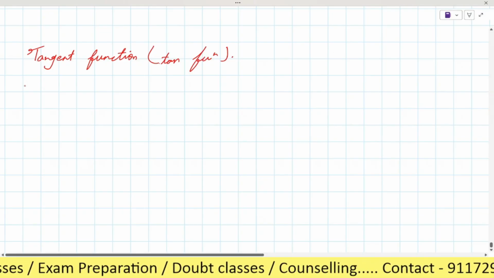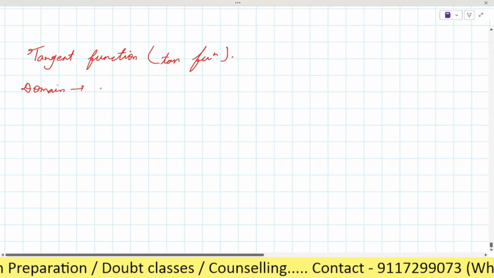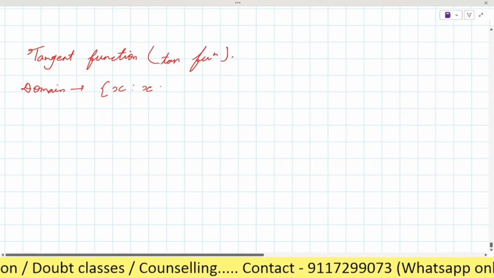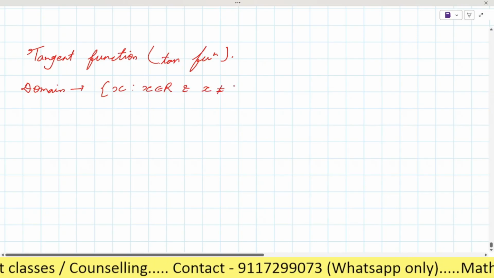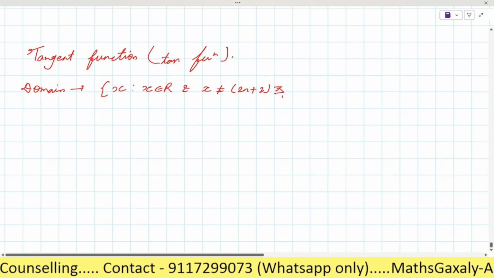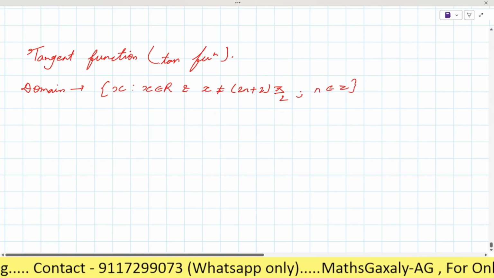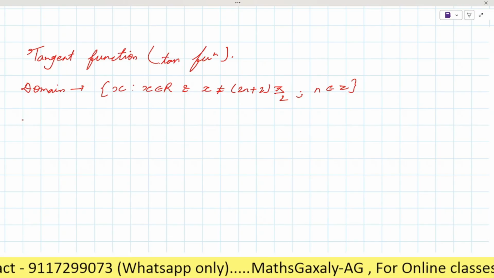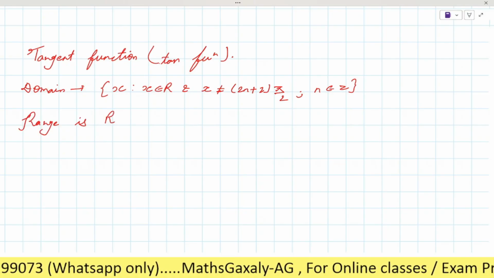So its domain, as we know, the domain of the tan function is the set of x such that x belongs to R and x is not equal to (2n+1) multiplied by pi by 2, where n belongs to Z. Is it clear? And the range is R, the capital R.